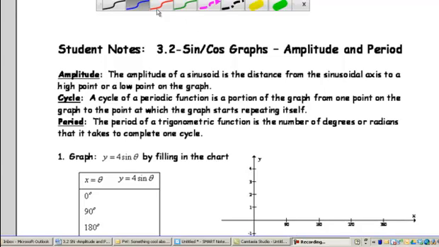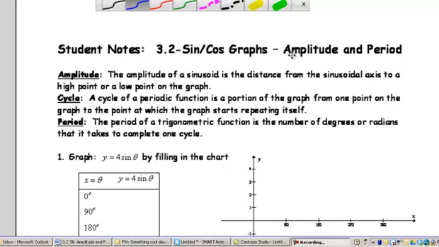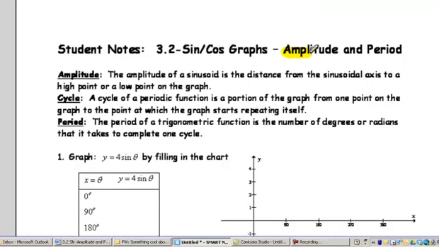Guys, today we're talking about 3.2 sine-cosine graphs. And most importantly, we're talking about amplitude and period.